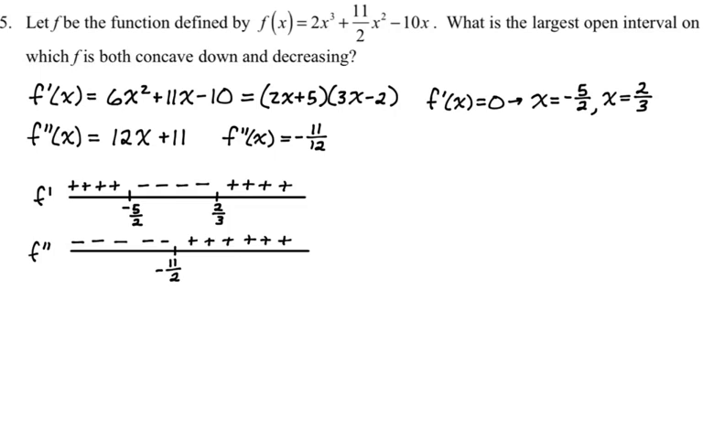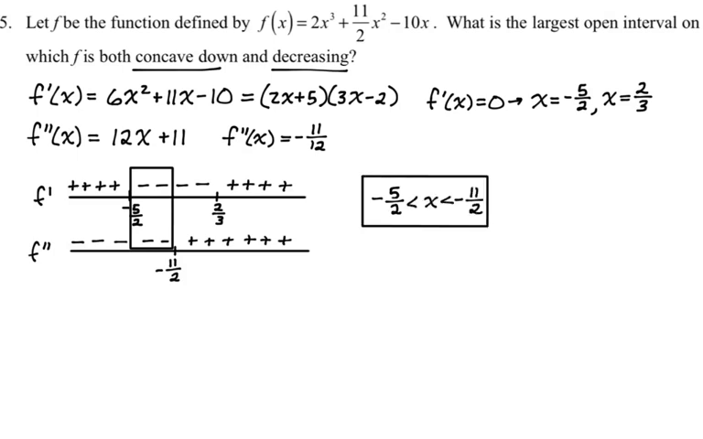Okay, so concave down, decreasing is what we're looking for. Concave down means the second derivative is negative, decreasing means the first derivative is negative, which means we're looking at this part where everything was negative, so that's from negative 5 halves to negative 11 halves. Okay, is that right? I feel like that inequality goes the wrong way. Negative 11 halves. Oh no, negative 11 twelfths. That's why. I put the wrong thing on the number line. That's why that's a weird answer.